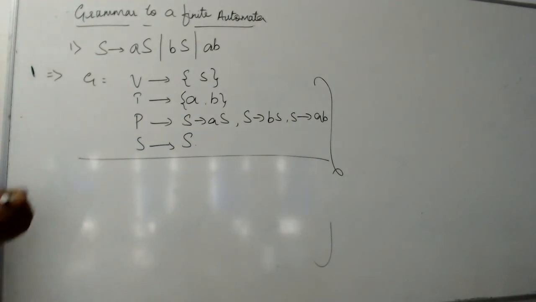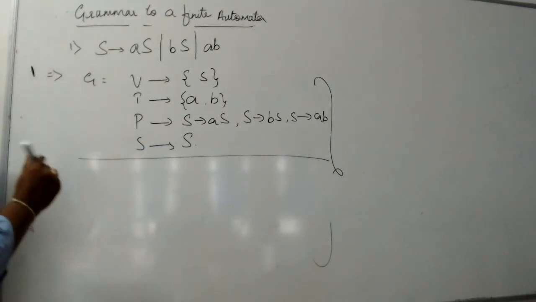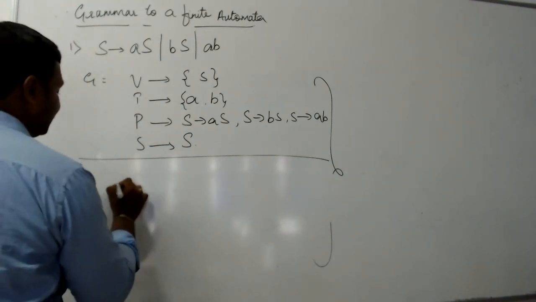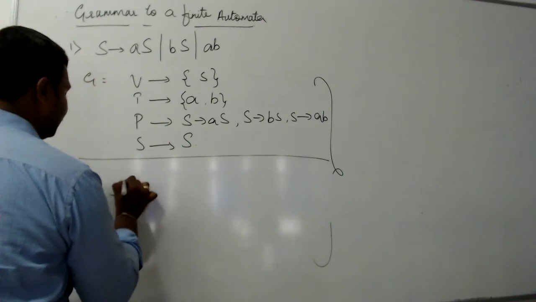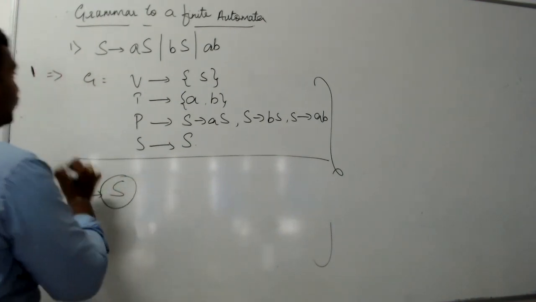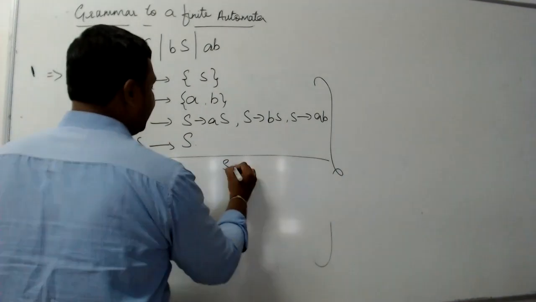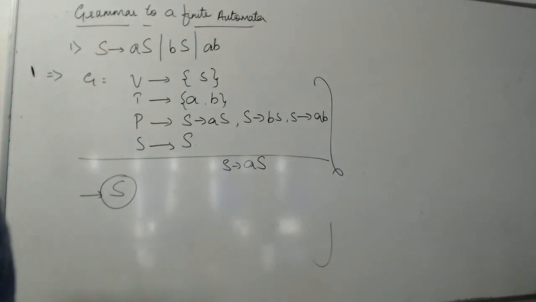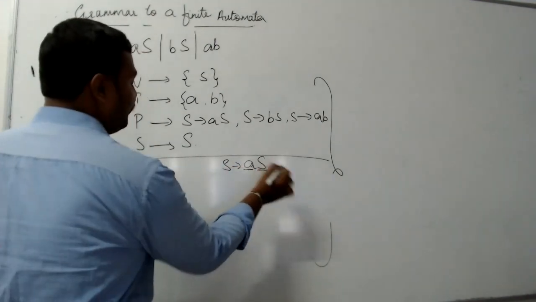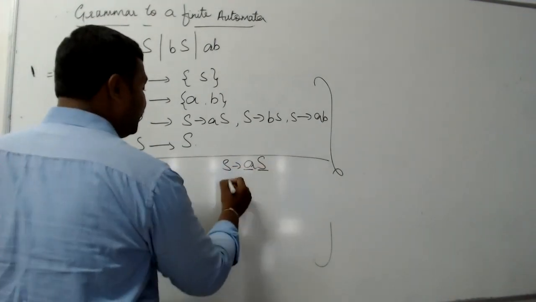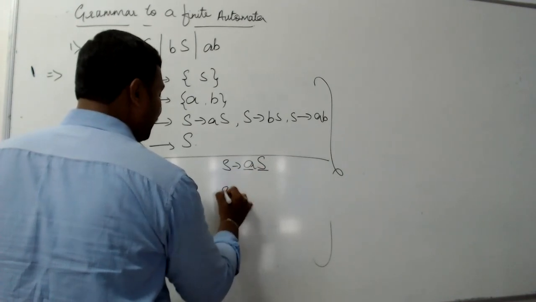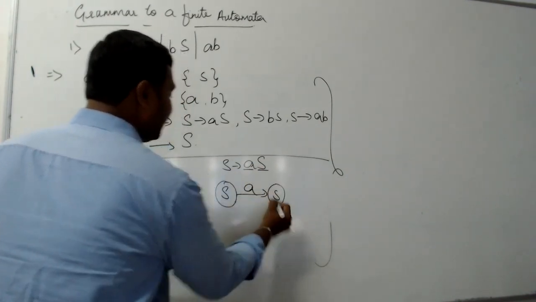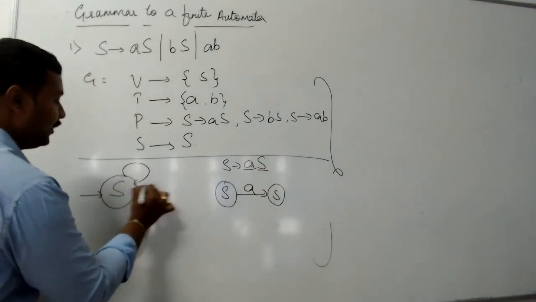Now we need to draw our automata. Initially, identify the start state. So here I got my start state S. So S is my start state. Next production is S tends to aS. According to the procedure, since it has a terminal and a non-terminal, it remains in the same state. So I can write S upon a to S. S and S are the same, so I loop back with a.